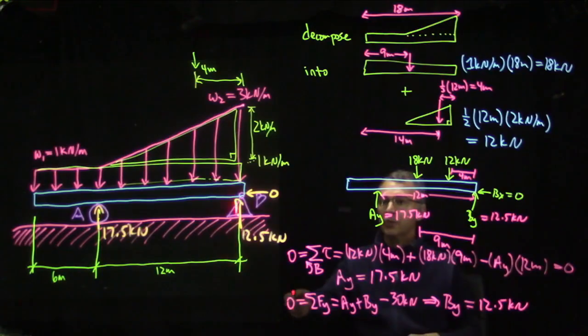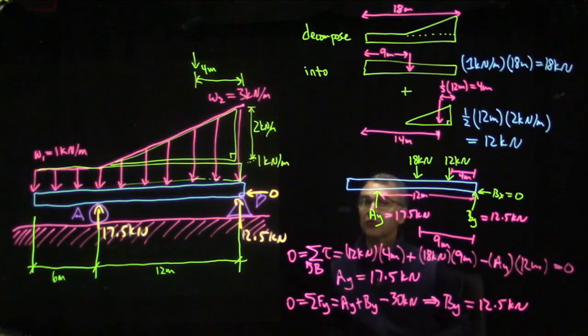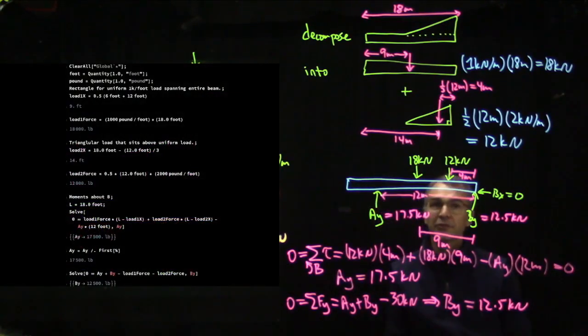Okay, so we found a 12.5 kilonewton vertical support force at B, a 17.5 kilonewton vertical support force at A, and the horizontal support force is 0 since there are no horizontal load forces. If you look at the next page, you'll see that I did the math in Mathematica in a previous year. I used feet and pounds instead of meters and newtons, but the numerical values are the same. 17,500 upward at A, 12,500 upward at B.